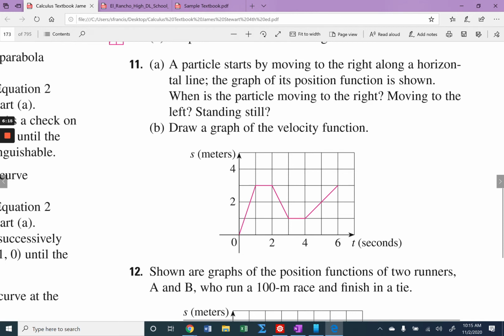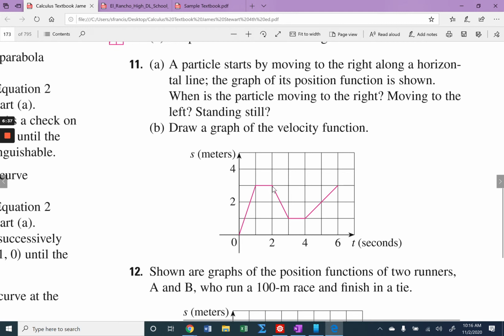And then after 1 second, it's 3 units to the right. If it starts at 0 and then moves 3 units to the right, from 0 to 1 it has to be moving to the right, okay? And then from 1 to 2, it's still at 3. It's not moving anymore. It's standing still during that point.